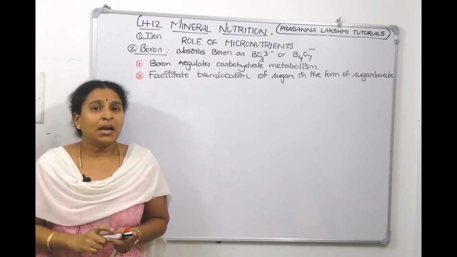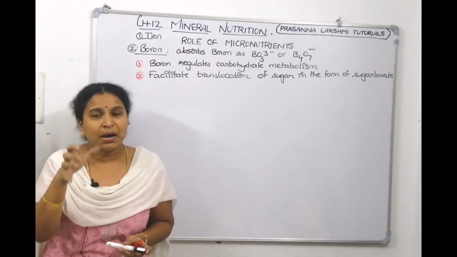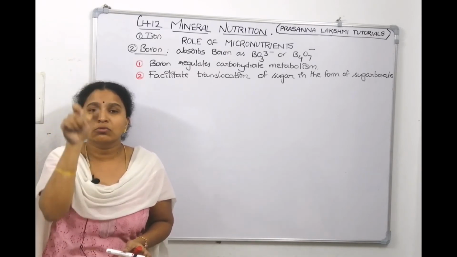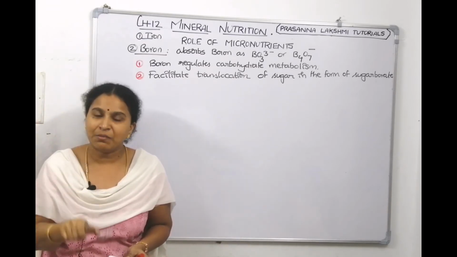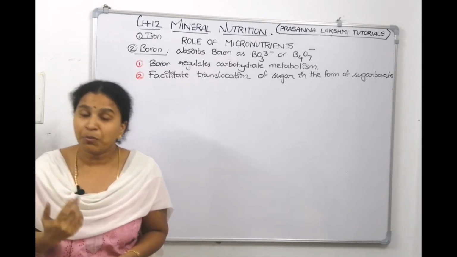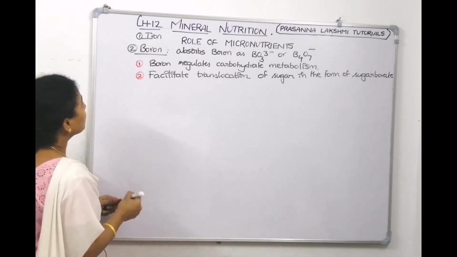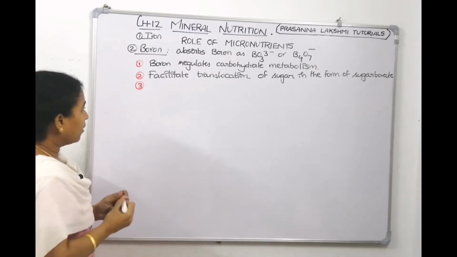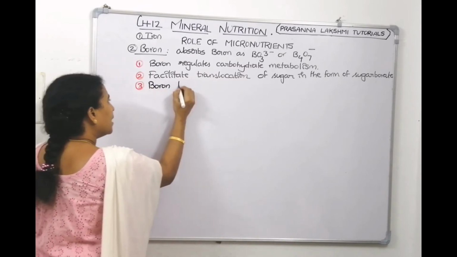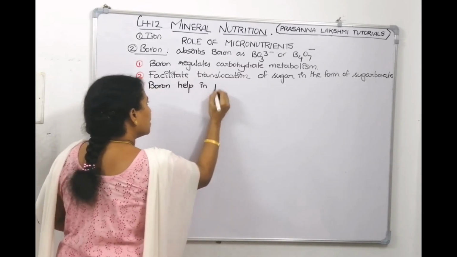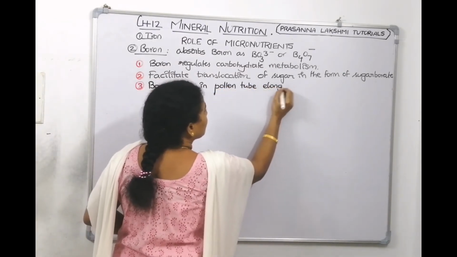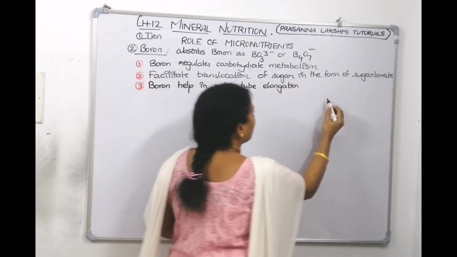Not only that, when the pollen grain lands on the stigma, the pollen tube should form, right? The pollen tube should elongate and go through the style, then only the male gamete will reach the female gamete. So it helps in elongation of the pollen tube. That also we can write. What is the third function? Boron helps in pollen tube elongation.